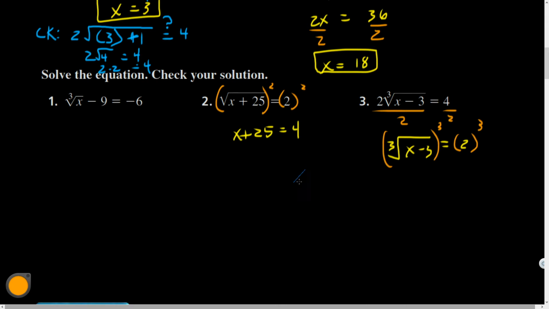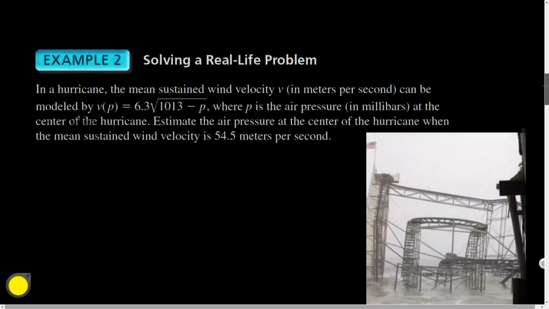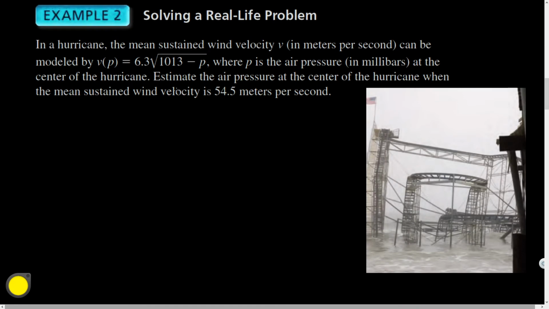All right, where's my pen? There we go. X minus 3 equals 8. And don't be afraid to reach for a calculator when you're cubing or squaring, things like that. Boom, boom. And then you solve from there. Solving a real life problem.